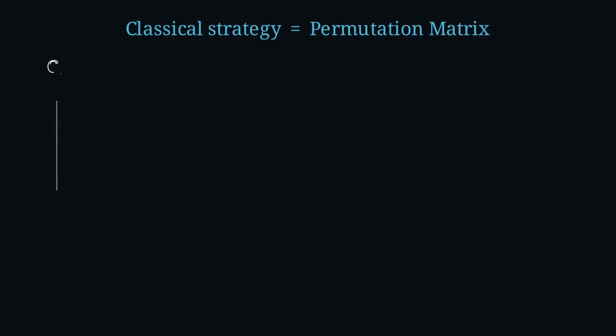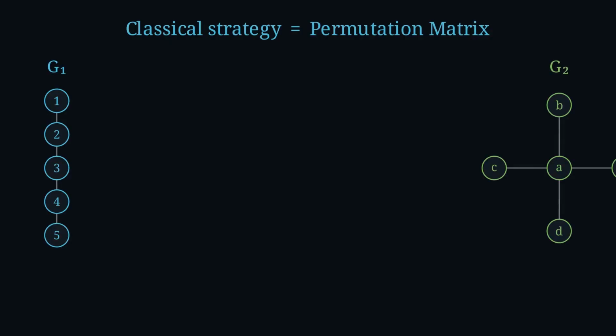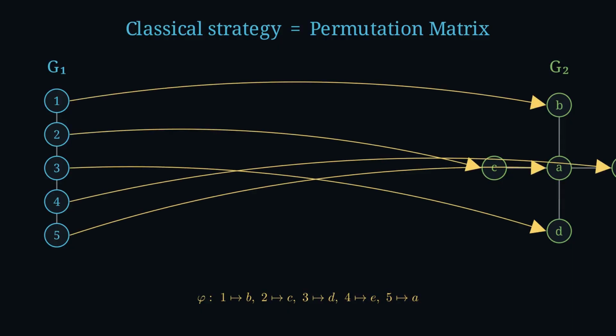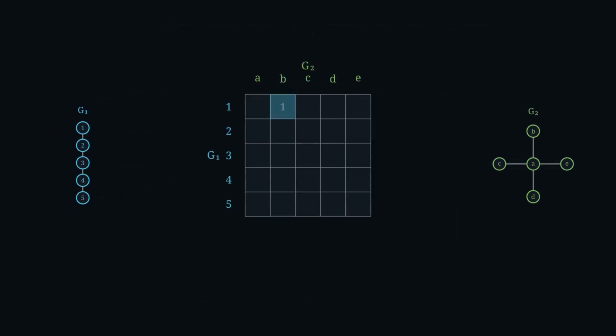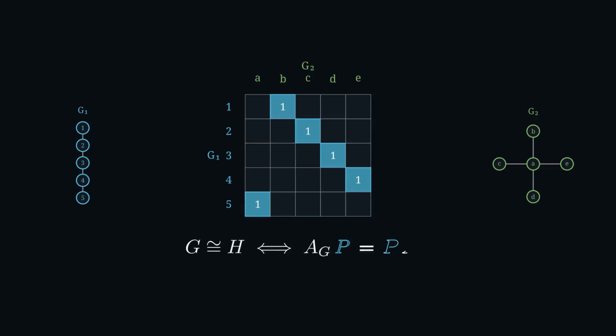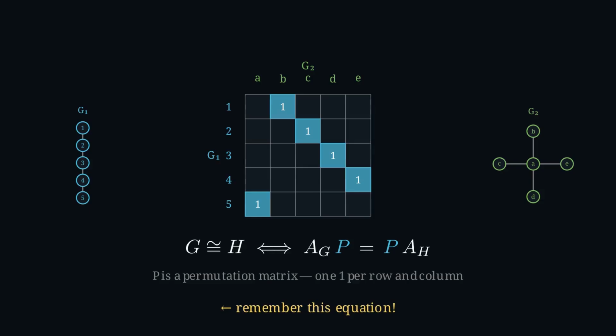Next, we translate the problem into linear algebra using adjacency matrices. The matrix P is called a permutation matrix. It simply rearranges the vertices. And the key condition becomes A_G P = P A_H. So graph isomorphism reduces to finding the correct permutation matrix. Keep this equation in mind because it will reappear in the quantum version later.